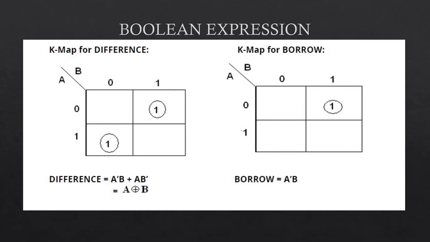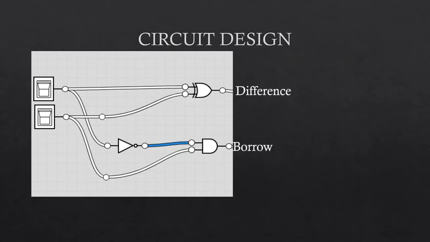So based on the truth table, we plot a K-map for difference as well as the borrow, and based on the K-map, we conclude that our Boolean expression for the difference is A XOR B, and our Boolean expression for the borrow is A dash B. So this is how the circuit design looks like. It consists of 2 switches and a NOT gate, an AND gate and an XOR gate. Now let's go to the simulation and verify using the truth table.